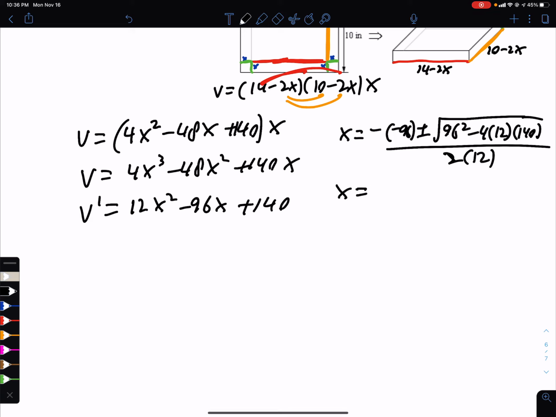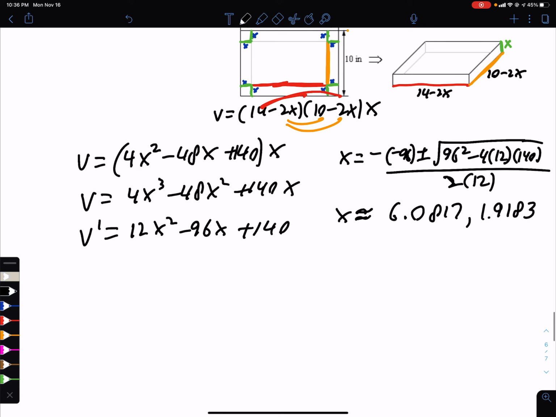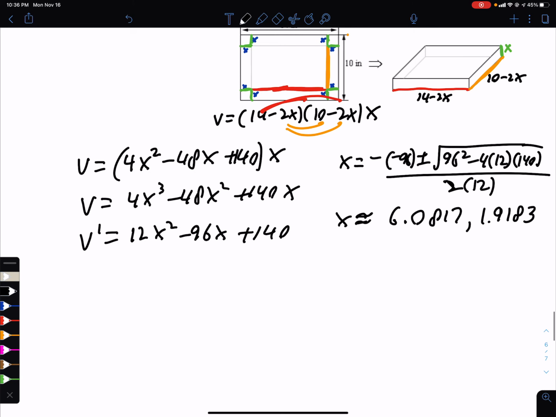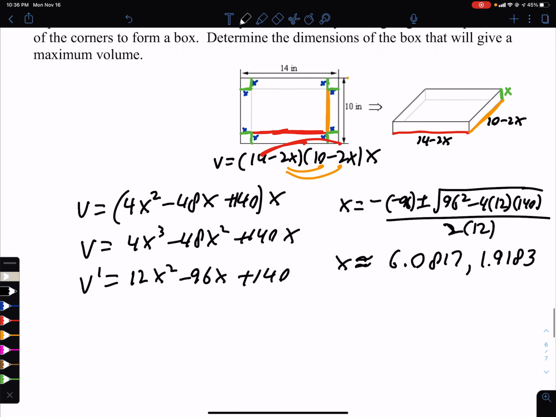If you simplify this in a calculator, you get 6.0817 and 1.9183. And you're going to say, man, this has 2 critical points, so I can't use that second theorem. I've got to use the first theorem and test critical points and endpoints. So let's look at what x can be.